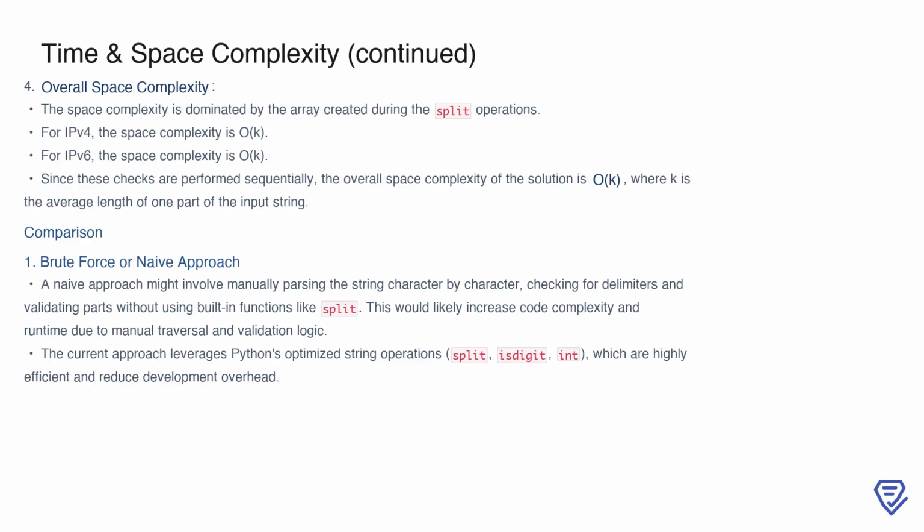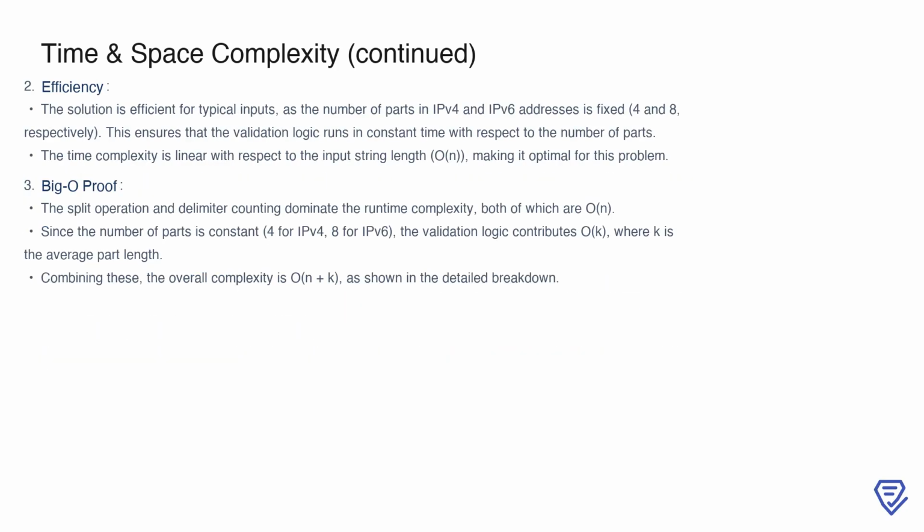This solution is highly efficient for typical inputs, as the number of parts in IPv4 and IPv6 addresses is fixed, 4 for IPv4 and 8 for IPv6. This ensures that the validation for each part runs in constant time relative to the number of parts. The linear time complexity with respect to the input string length, O(n), makes the solution optimal for this type of problem.